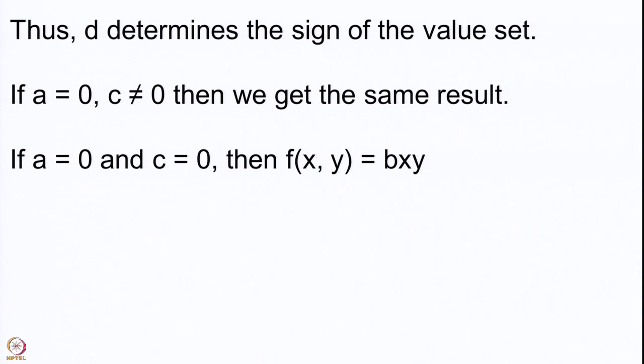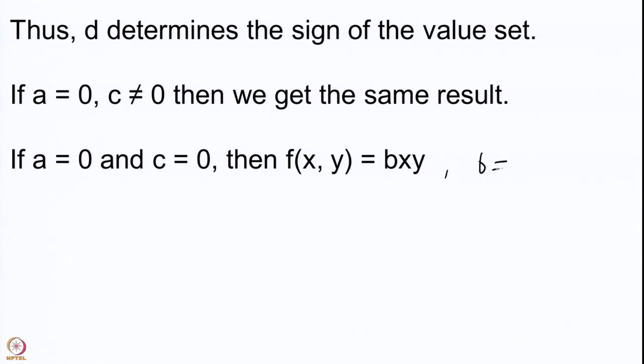So once again, depending on the sign of D, we have the same behavior, and now of course we have to consider the last case where you may have A equal to 0 and C equal to 0. So if you have A equal to 0 and C equal to 0, your f of xy is simply bxy.